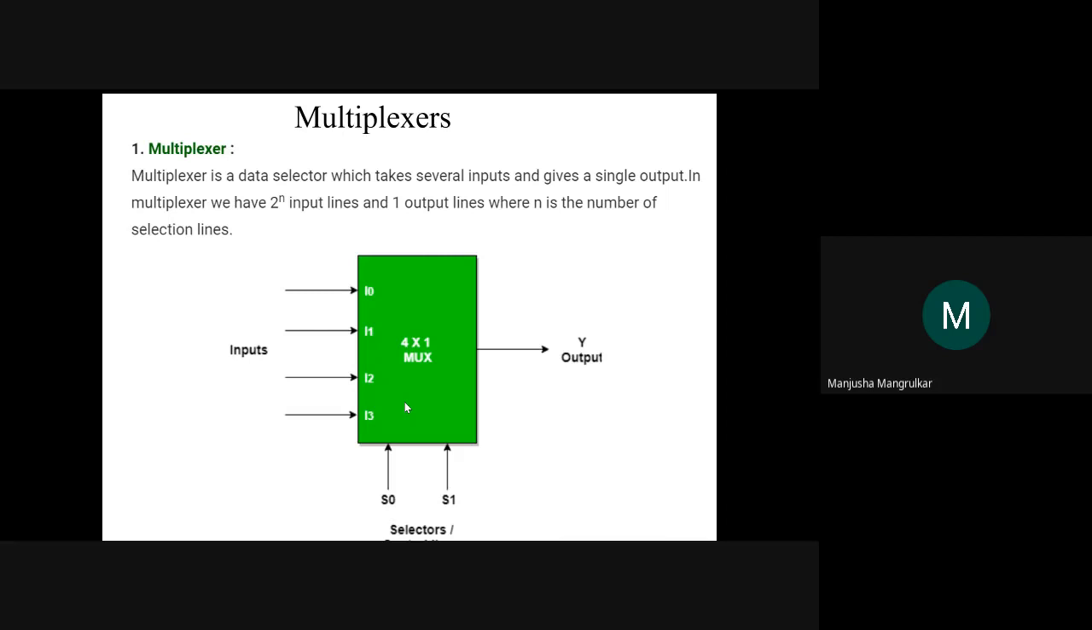Now the number of selector lines depends upon the formula of 2 to the power n. If 2 to the power 3, that is equal to 8. So the 8 is the input lines, and 2 to the power 3 means 3 is your selector lines. So the selector lines will be S0, S1 and S2. So the mux will be 8 into 1. 8 into 1 means there are 8 input lines, and 1 means 1 output, and 8 represents 2 to the power 3. So the 3 is your selector. This way we design a multiplexer.